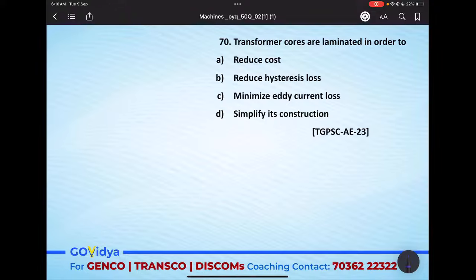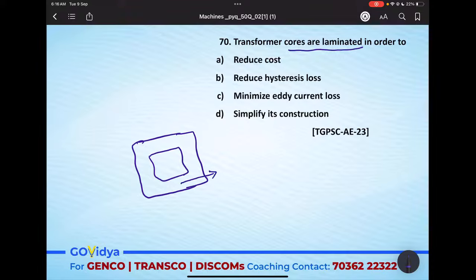The next question is about transformer cores being laminated in order to. They are asking why you are laminating the transformer cores. We already discussed eddy currents in a transformer. If it is a solid core, what is going to happen? If it is a solid core, resistivity will be less. Because of this, eddy currents will be high. If eddy currents are high, eddy current losses will be high.